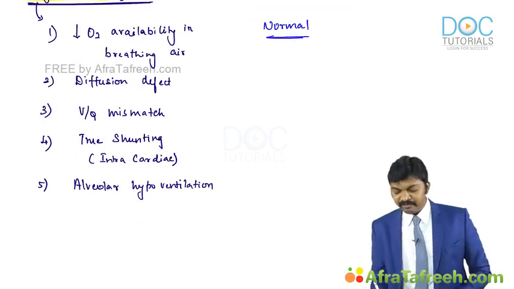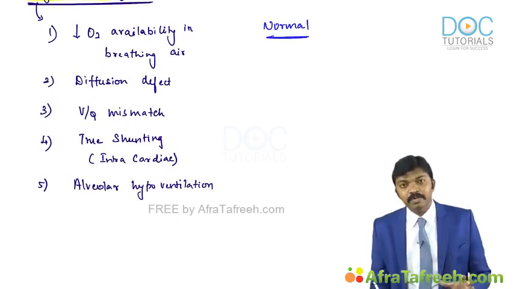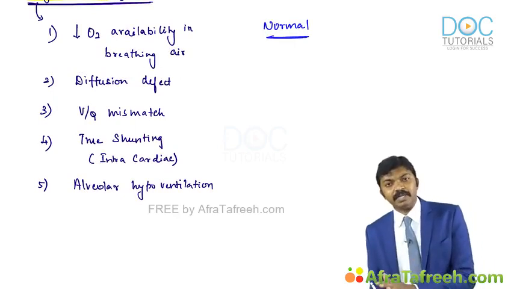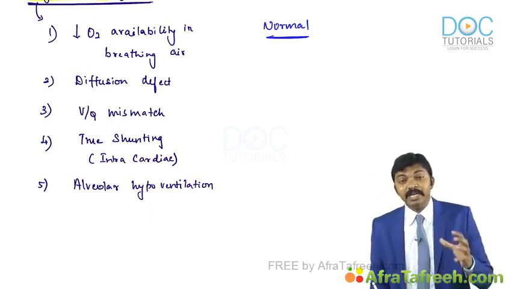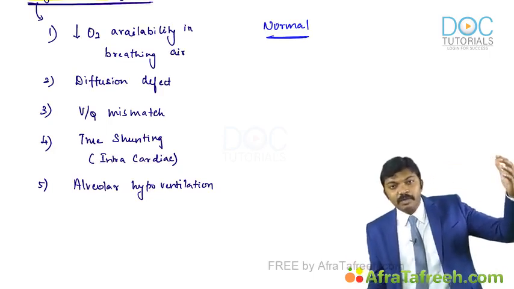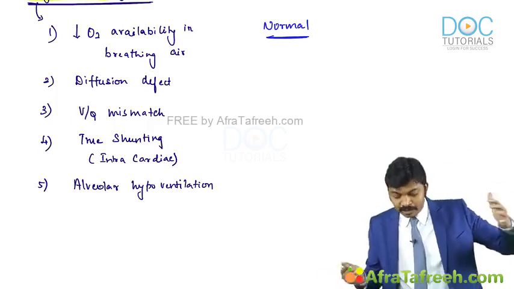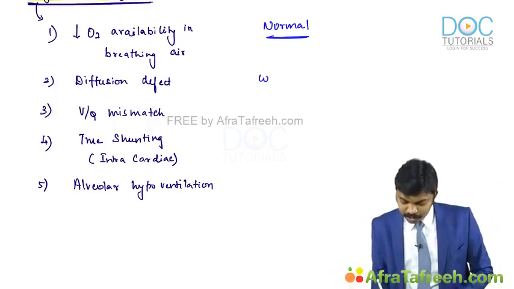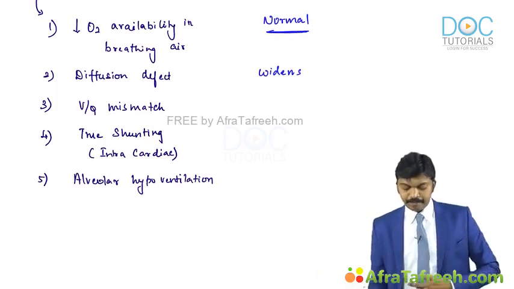Diffusion defect. The oxygen that gets into the alveoli is not getting into the blood vessel. So all the oxygen is going to stay in the alveoli itself, increasing the alveolar concentration of oxygen, reducing the arterial concentration of oxygen. So alveolar arterial gradient widens. Okay. So this leads to widened alveolar arterial gradient.